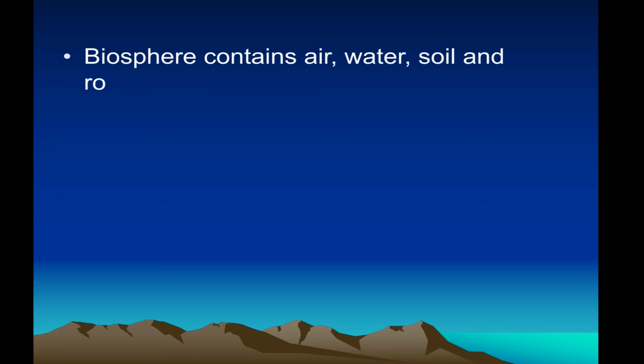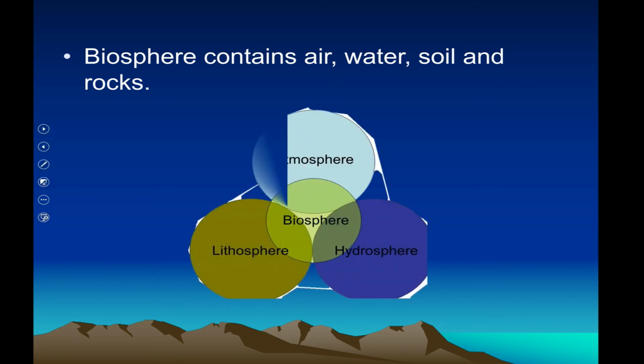Biosphere contains air, water, soil, and rocks, because there are living things which can be found in air, in water, in soil, or on rocks. So there is atmosphere, air, hydrosphere, water, lithosphere, soil and rocks. All of them contain life, support life, so they're part of the biosphere.